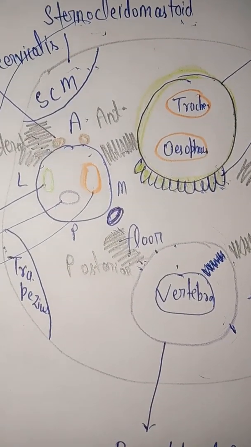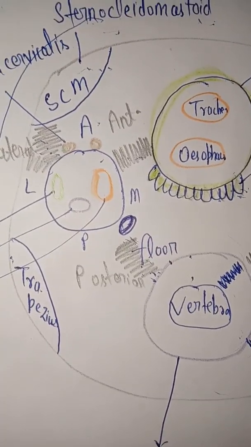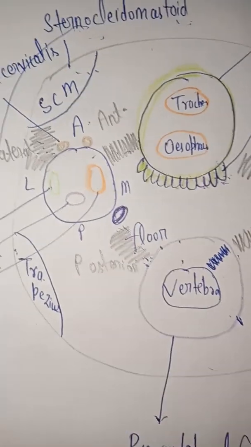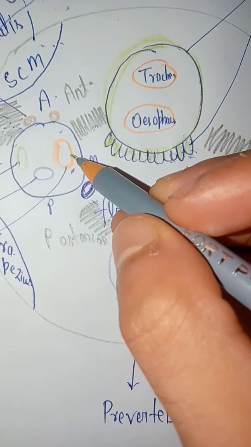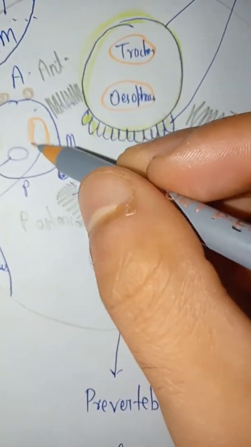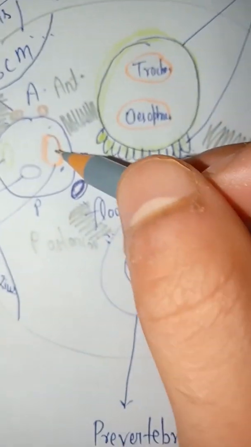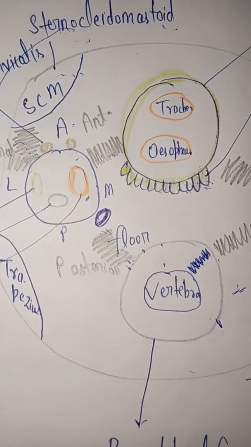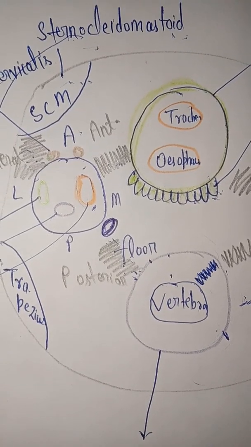Now, what are the structures present inside the carotid sheath? This is a topic that many people get confused about, so we are going to clear that. This is the internal carotid artery, the continuation of the common carotid artery. Where is it bifurcated? The common carotid artery bifurcates at the level of the superior border of the thyroid cartilage. Where is the superior border of the thyroid cartilage?